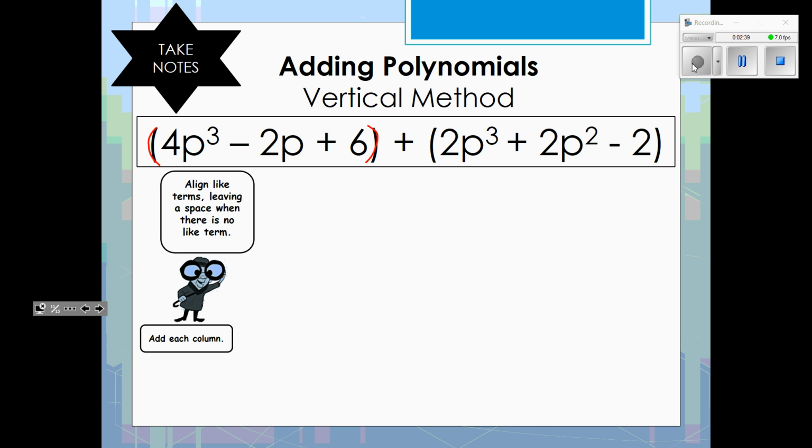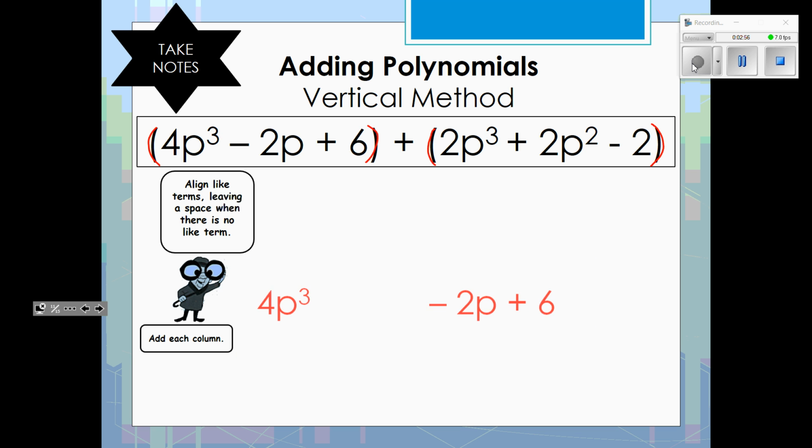Now the difference today when adding polynomials, notice that now we have parentheses. So this is a polynomial and this is a polynomial, and they're adding. When adding, we're going to learn 2 different methods, either the vertical method or the horizontal method. These are just organizational methods to help you to find like terms that you can combine together.